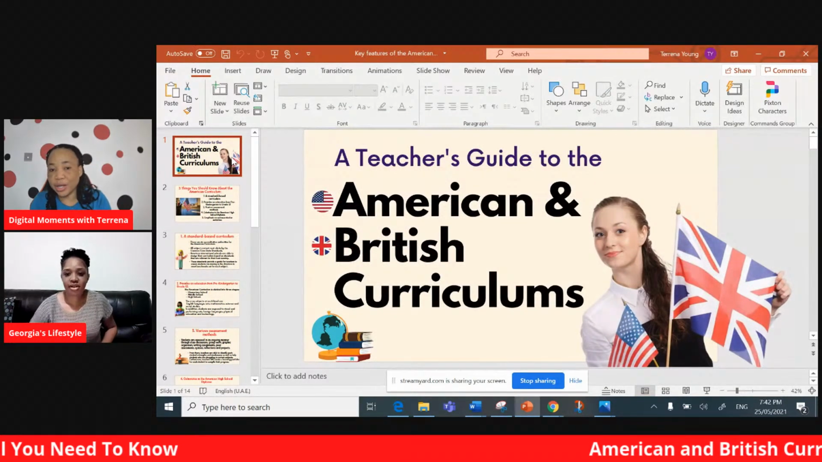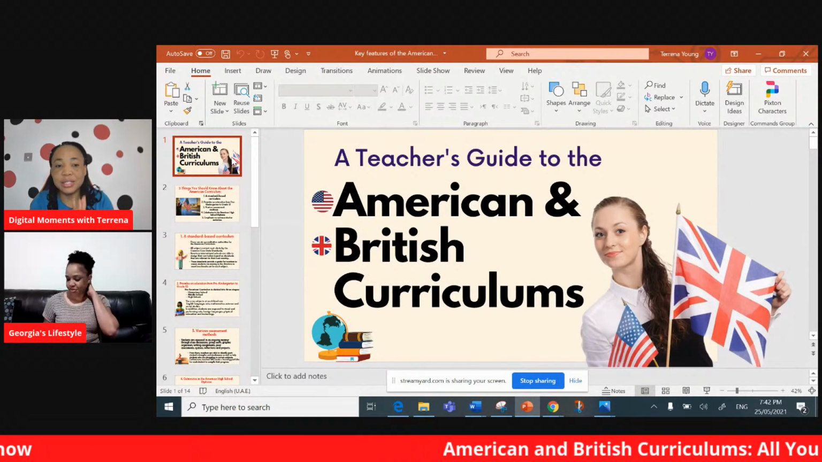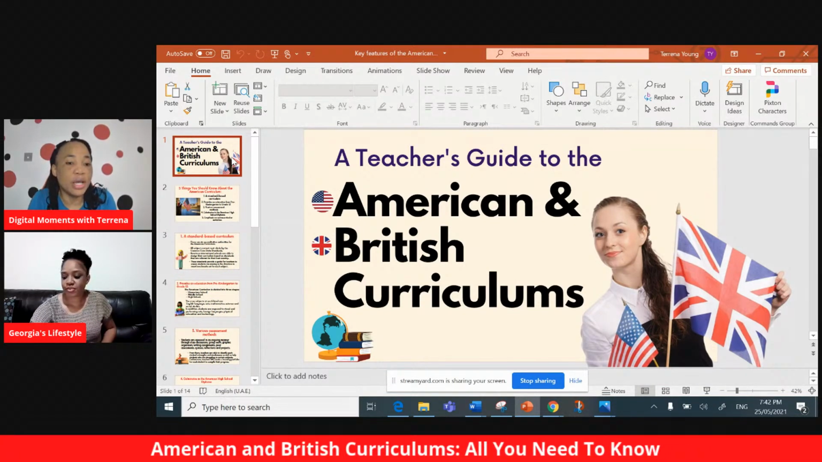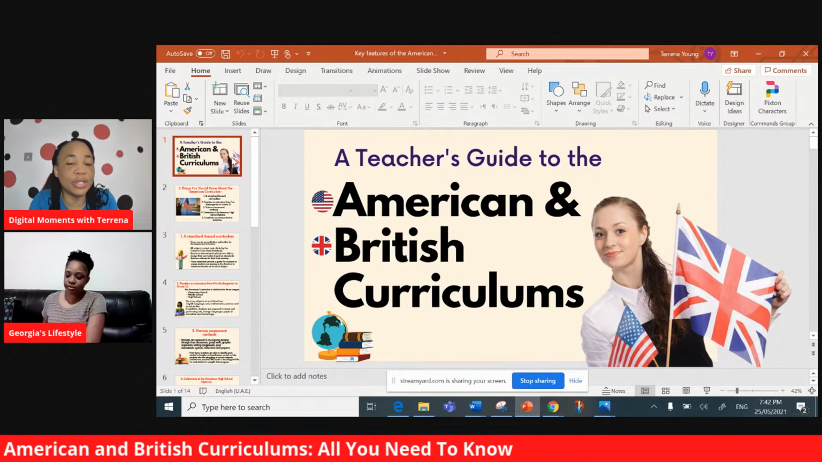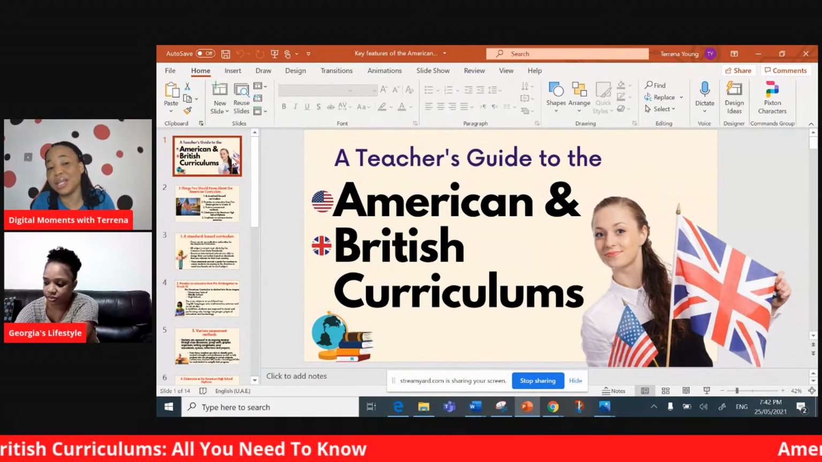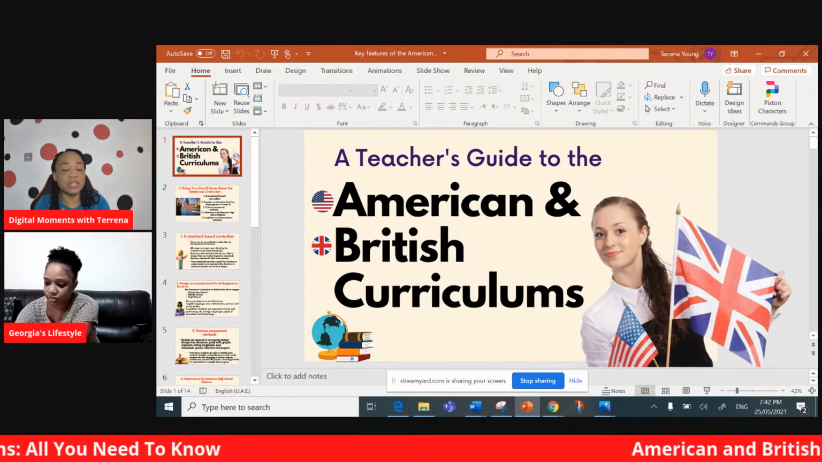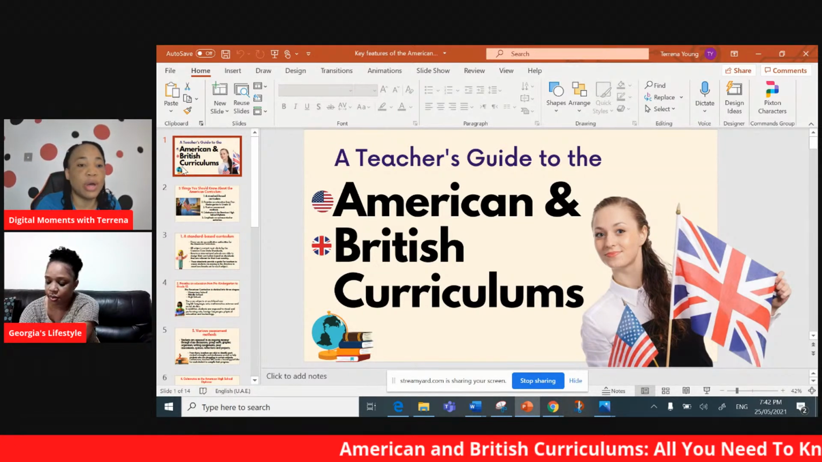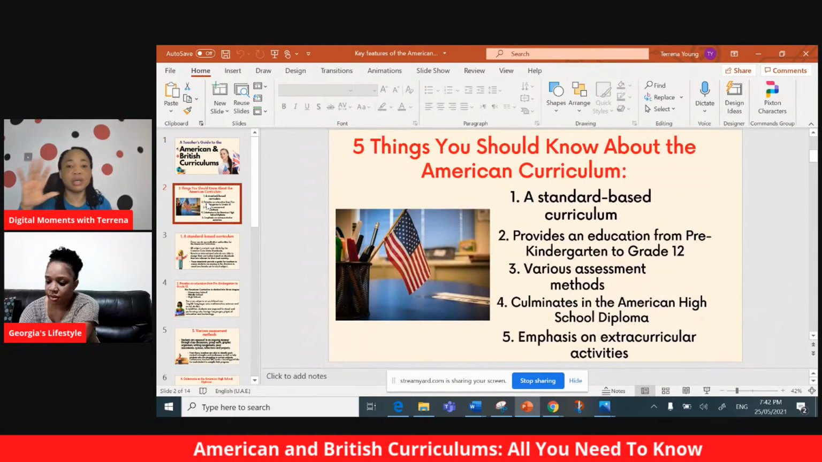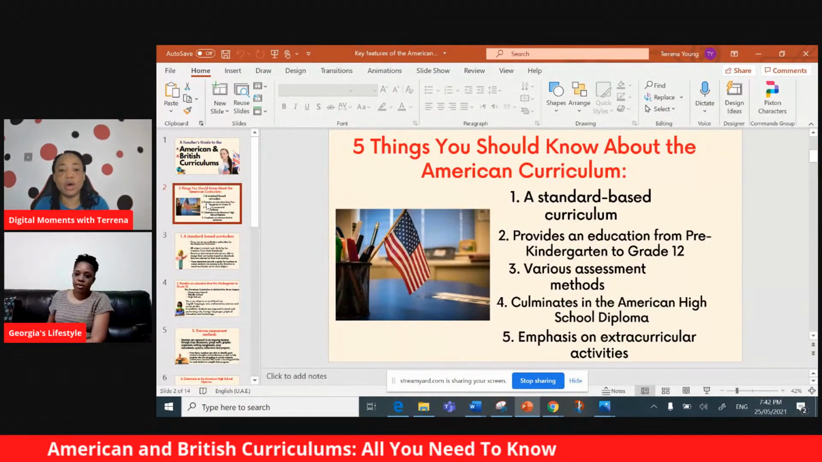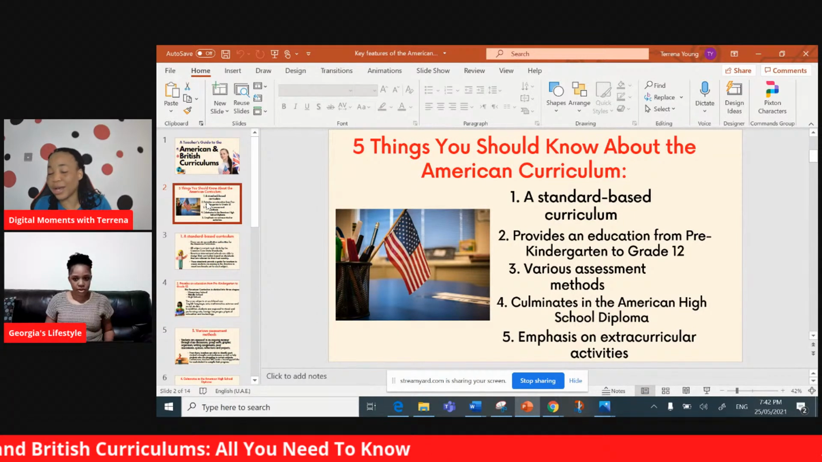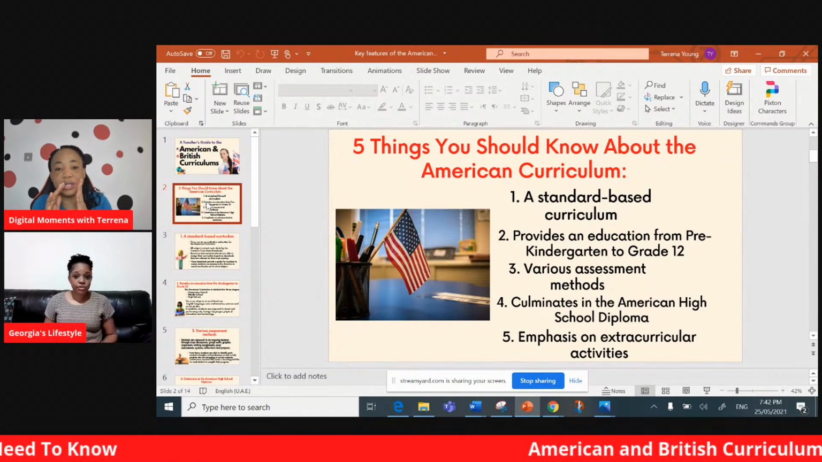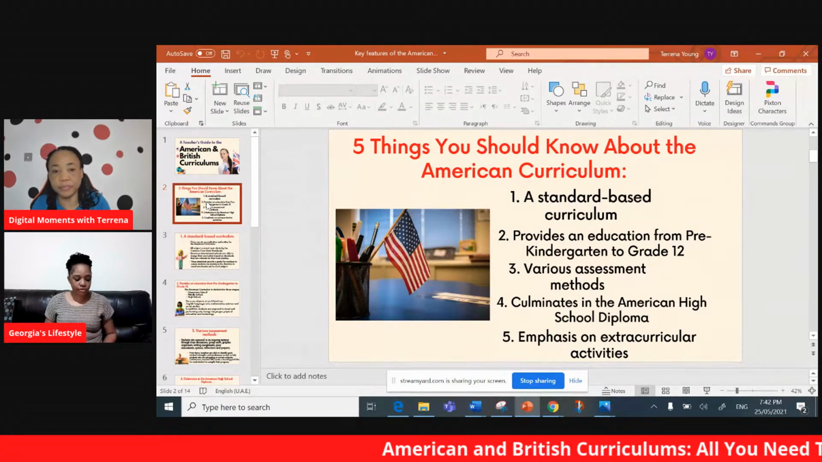As we said earlier, we just created this simple guide to the American and the British curriculum. We are going to be sharing simultaneously, whatever I miss, Georgia will pick up on, and vice versa. So we'll be discussing 5 things you should know about the American curriculum. We're going to look at that first, and then we are going to break down the different key features.